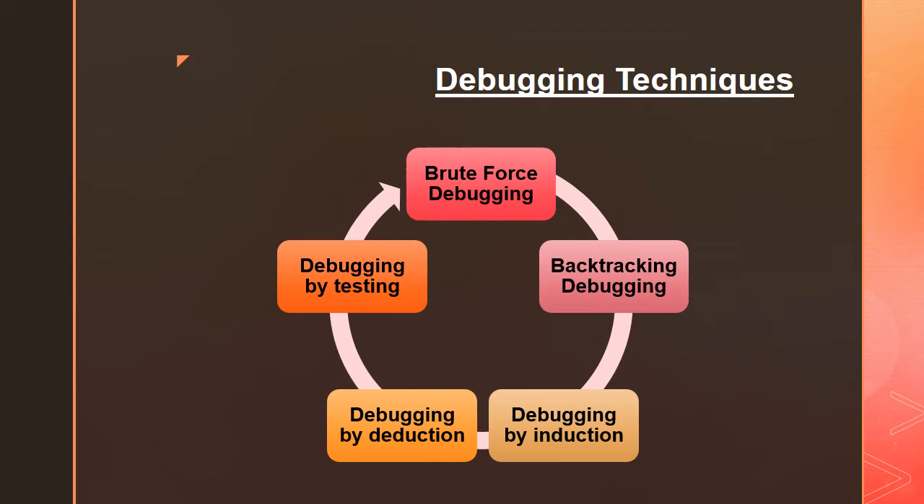Backtracking debugging is mostly used for small programs. According to this technique, when an error has occurred, we start backtracking the program backward one step at a time and evaluating the values of all the variables until we find the cause of the error.